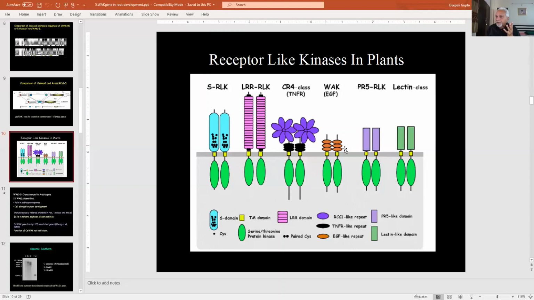So here you see the EGF factor in the WAKs, and you have other domains here, like lectin and other classes. Our gene belongs to this family of receptor-like kinases. Keep this in mind. These receptor-like kinases are located on the cell membrane and protrude outside onto the wall, and therefore they are involved in signal perception and also in cell-to-cell communication. So basically they are communication signals.